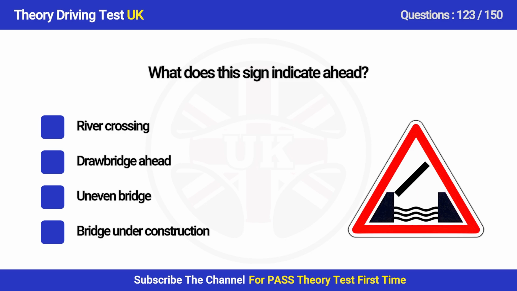Question 123. What does this sign indicate ahead? A. River crossing. B. Drawbridge ahead. C. Uneven bridge. D. Bridge under construction.